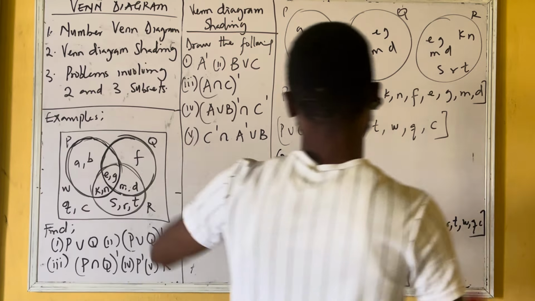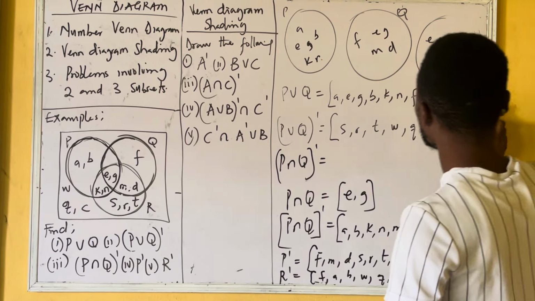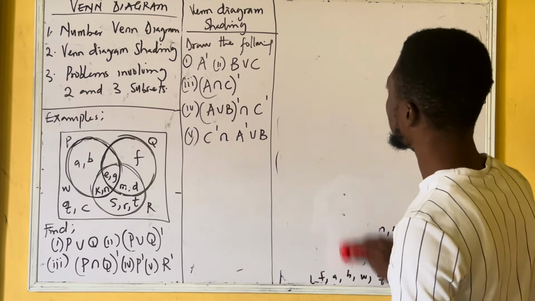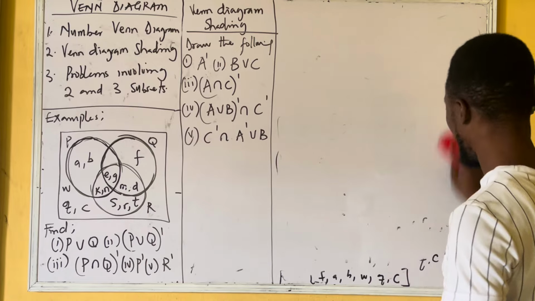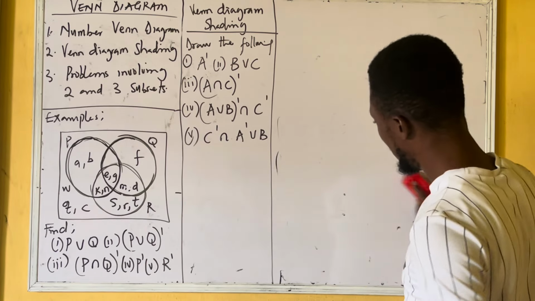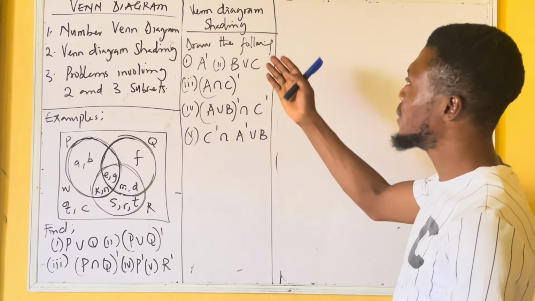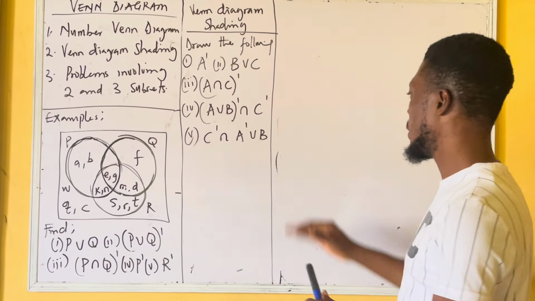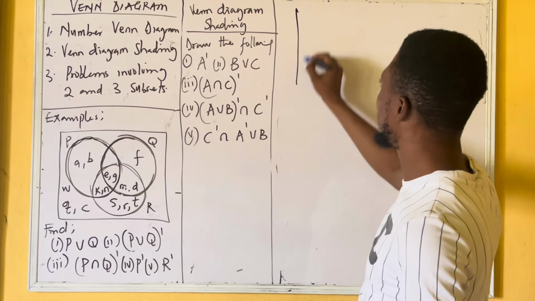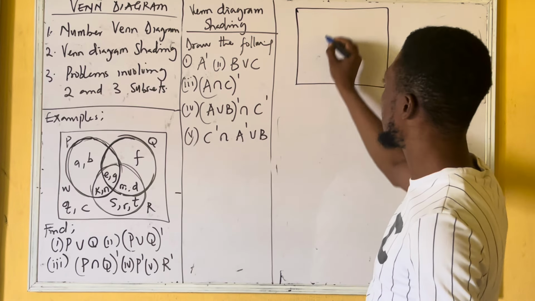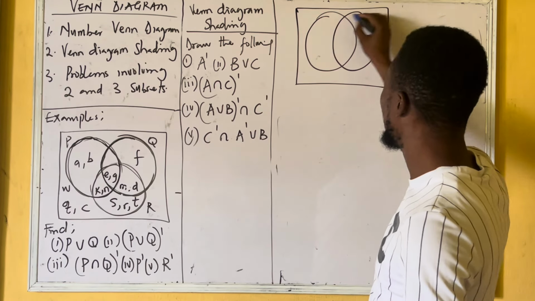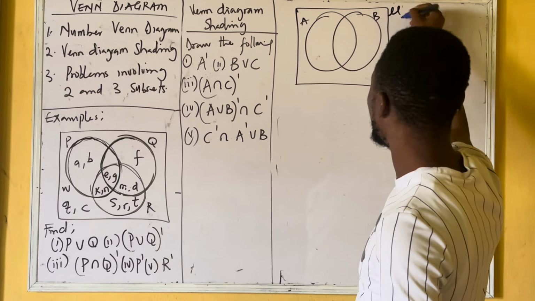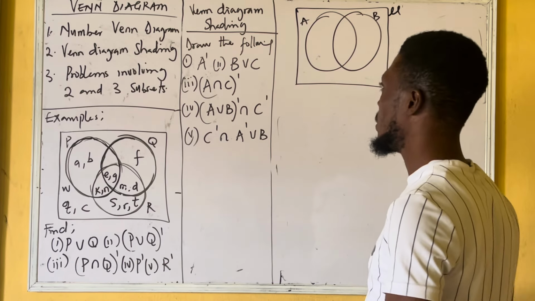So now we are going to look at Venn diagram shading. But for Venn diagram shading, we shade, we don't write out. Now, this is a typical Venn diagram shading. I have my A, I have my B, then here is my universal. Okay, you must write this while you are shading.